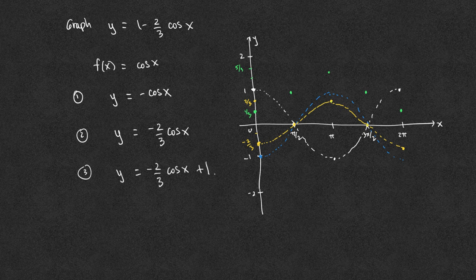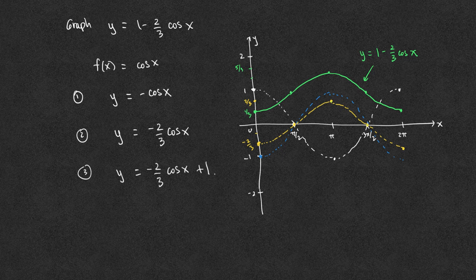We connect these 5 points to form the graph of negative 2/3 cosine of x plus 1, or 1 minus 2/3 cosine of x. This is a cosine graph, and it looks like it starts at low, goes to the middle, and then goes to high, and then back to the middle, and then back to low. The final graph is the graph of y equals 1 minus 2/3 cosine of x.